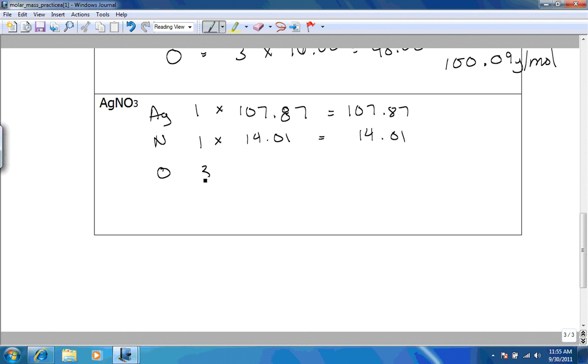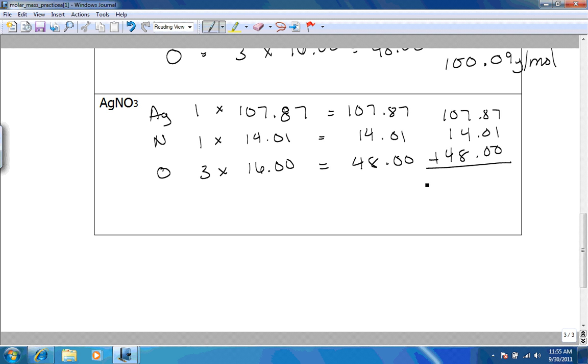And we have 3 oxygens. And we're going to multiply that by 16.00 because that's the number on the periodic table. Add all 3 of those numbers together. And that comes out to be 169.88.